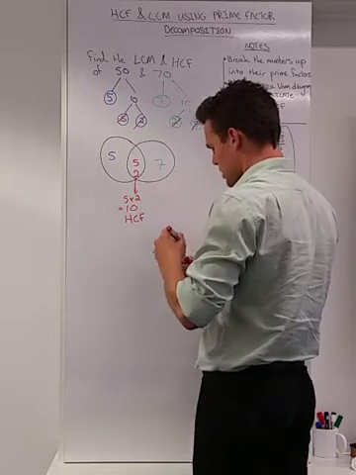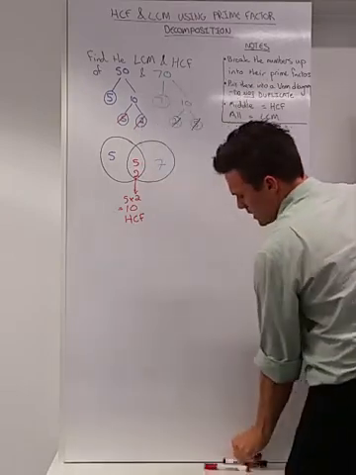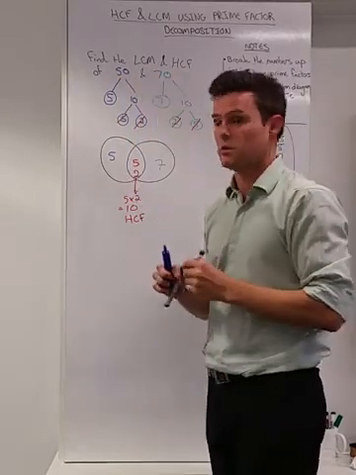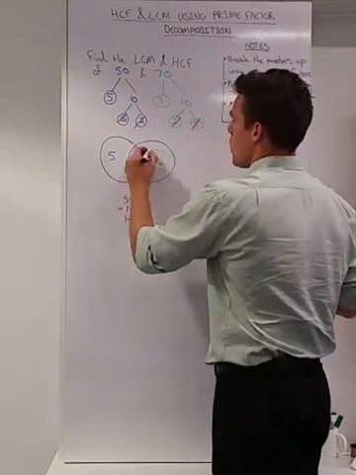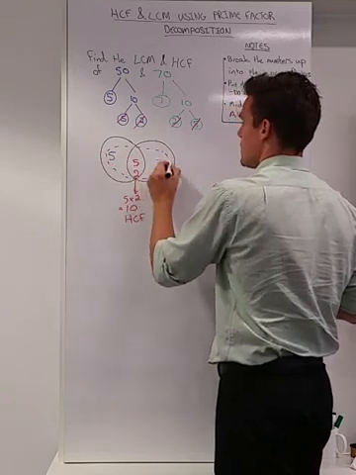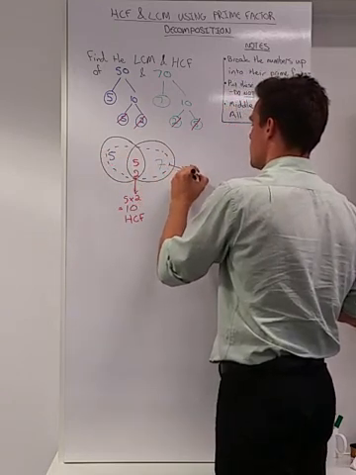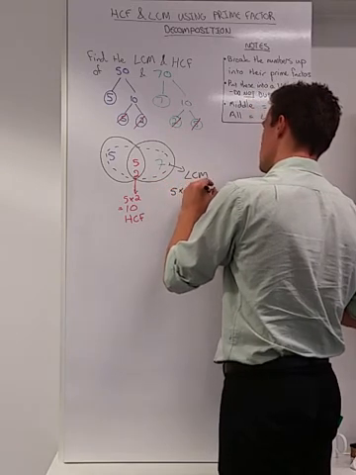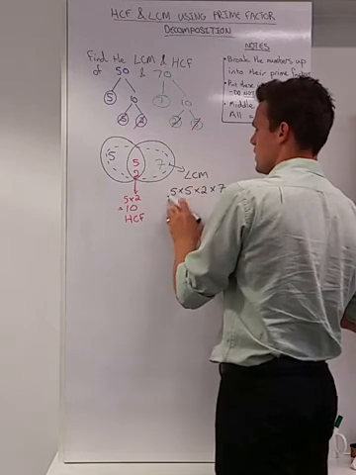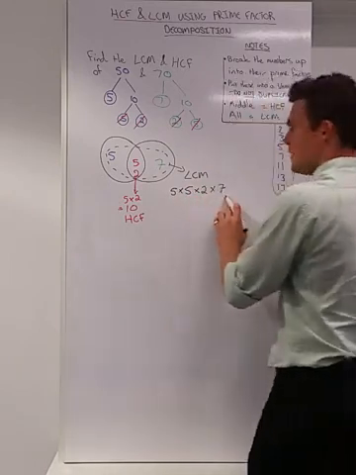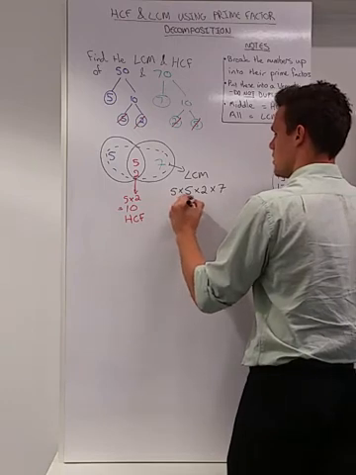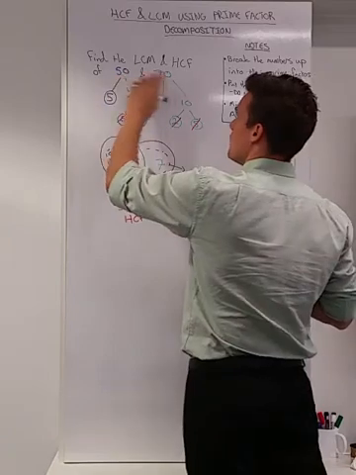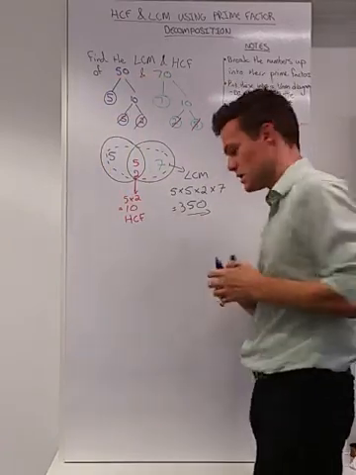If I wanted to find out my lowest common multiple, in other words, the lowest number that features in both the 50 and the 70 times table, I would simply multiply all of these together. So my lowest common multiple is going to be 5 times 5 times 2 times 7. Well, 5 times 5 times 2 is 50, and 50 times 7 is 350. So 350 is the lowest number that features in both the 50 and the 70 times table.